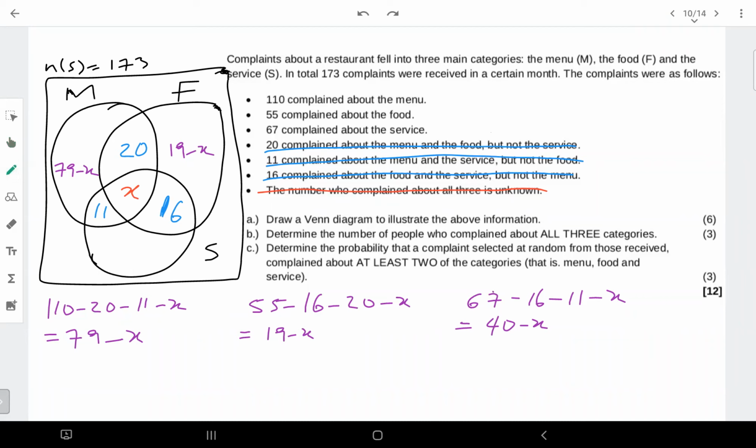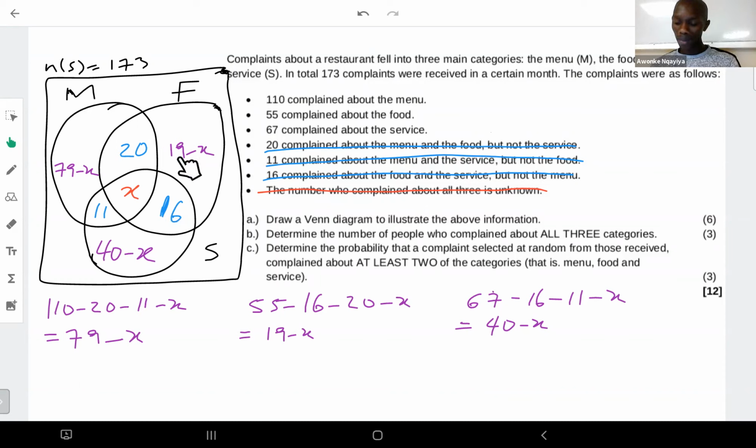Okay. So that is the same reason why we wrote 19 minus x for F only. And we have found the one for S only, which is 40 minus x. So let us analyze what is happening here. There are x complaints about menu, food, and service. There are 20 complaints about menu and food, but not service. That 20 does not include service. That 11 does not include food. That 16 does not include menu.